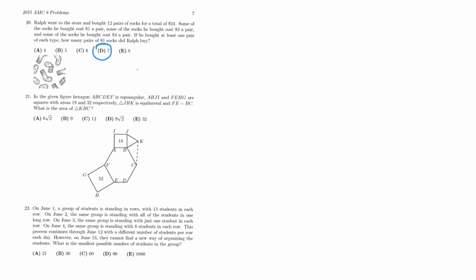Number 21. In the given figure, hexagon ABCDEF is equiangular. ABJI and FEHG are squares with areas 18 and 32 respectively. Triangle JBK is equilateral and FE equals BC. What is the area of triangle KBC?